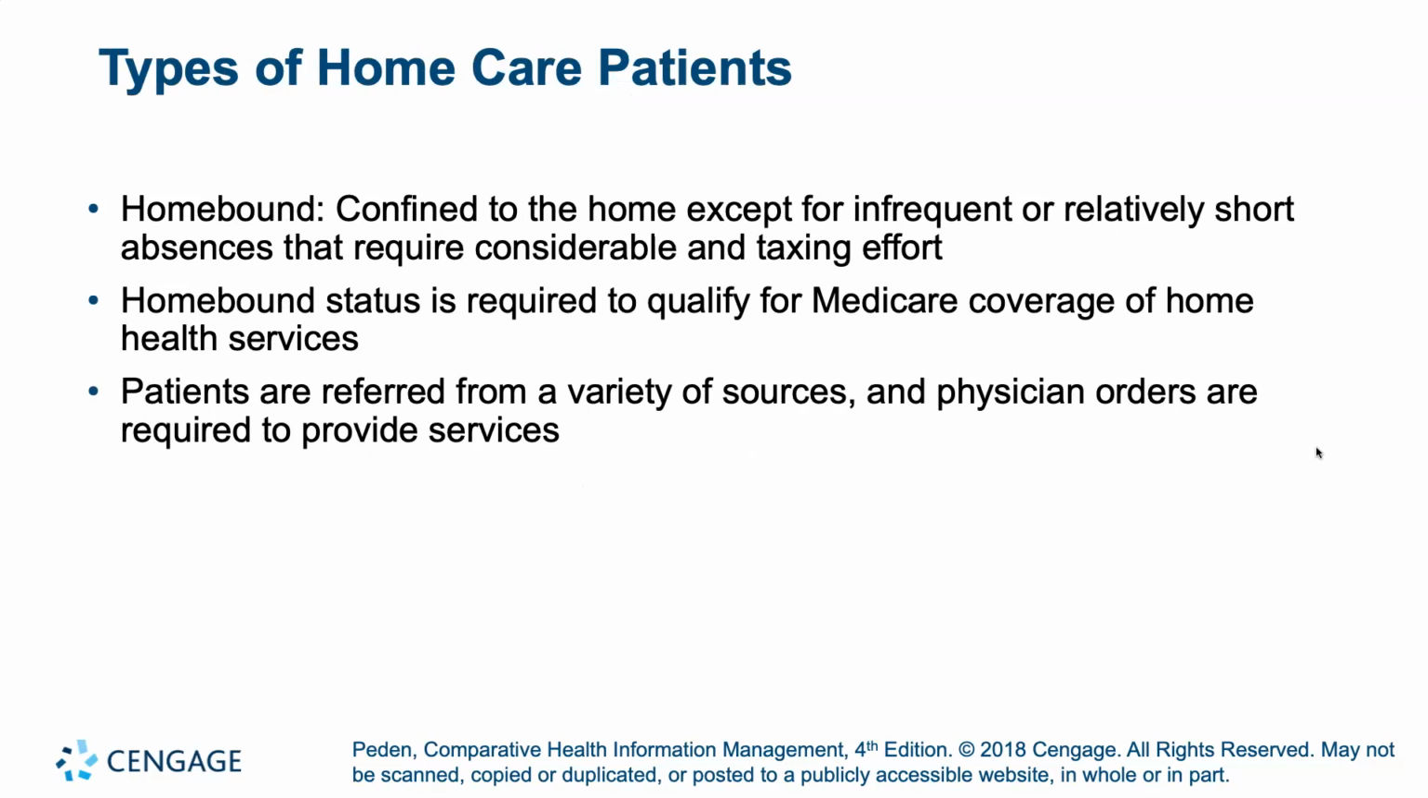So what are some types of home healthcare patients? You have the homebound. These are people who are confined to the home except for infrequent or relatively short absences that require considerable and taxing effort. A homebound status is required to qualify for Medicare coverage of home health care services. Patients are referred from a variety of sources, and physician orders are required. Note that for documentation purposes, physician orders are required to provide home health care services. We are now on page 448, in case you were wondering about that.